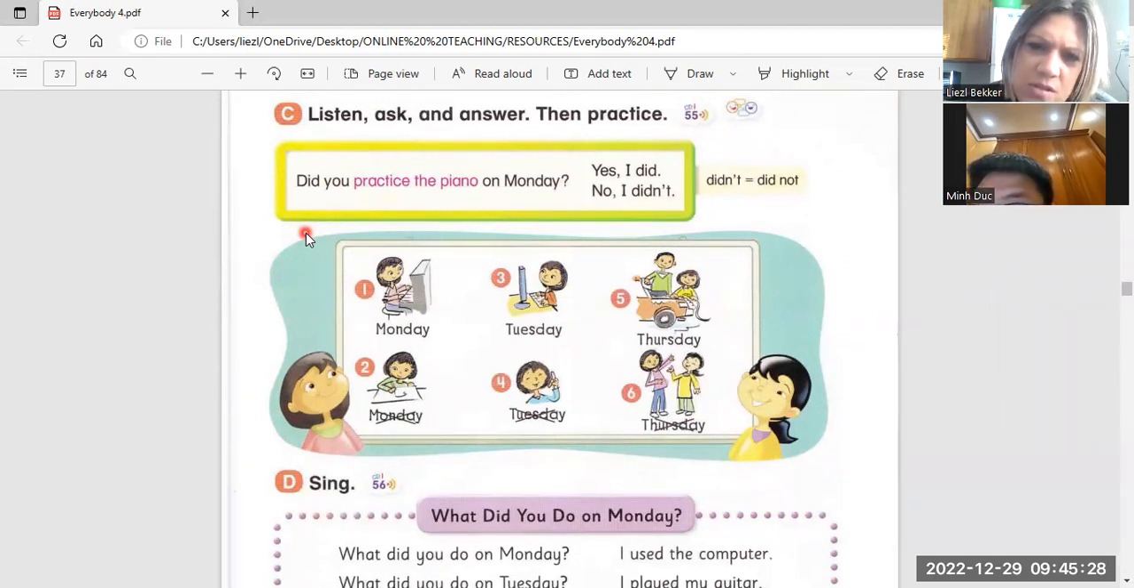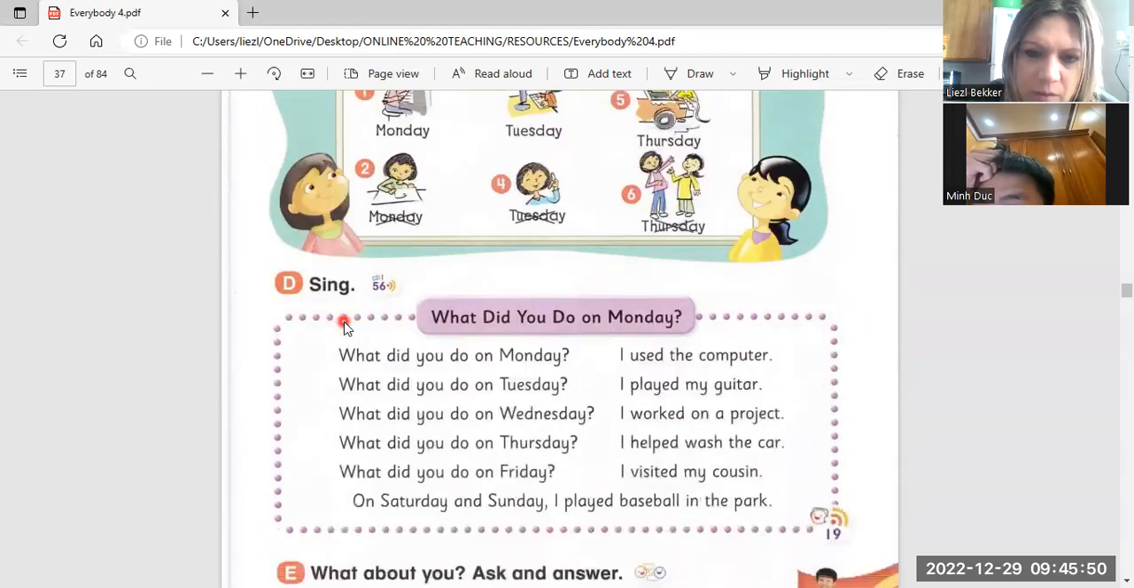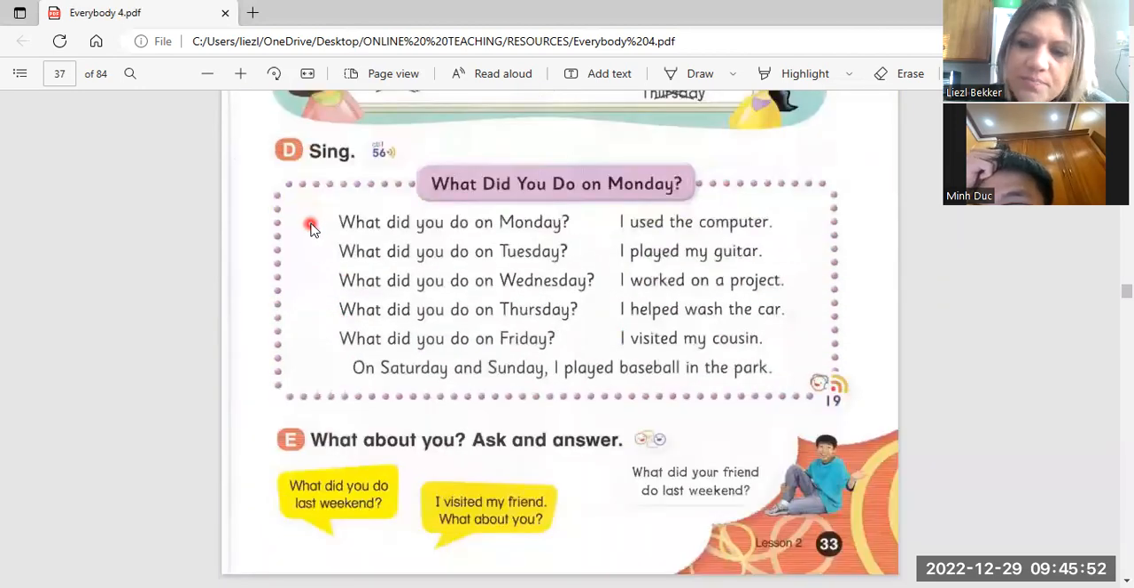Number three. Did you use the computer on Tuesday? Oh, yes, I did. Number four. Did you use the computer on Tuesday? No, I didn't. Did you help your parents on Thursday? Yes, I did. Did you help your parents on Thursday? No, I didn't. Good.